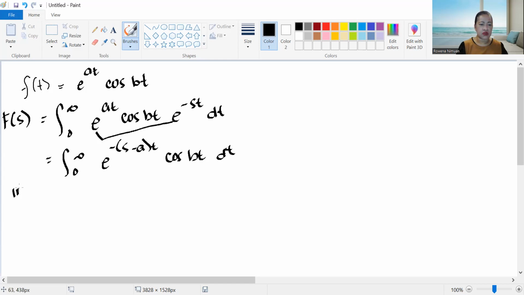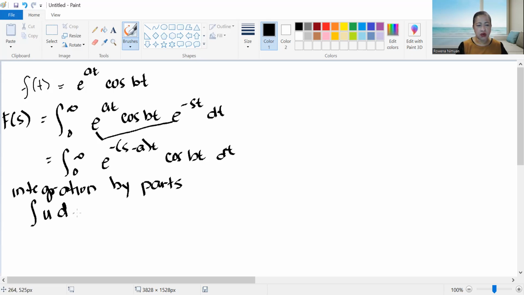Then we use the procedure of integration by parts. As a review, the integral of one function u times the derivative of the function v can be converted to u times v, minus the integral of v times the derivative of u.